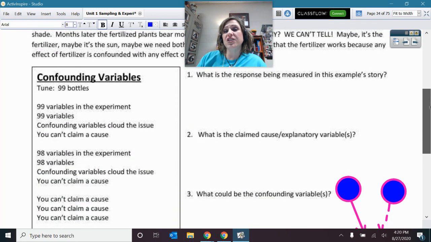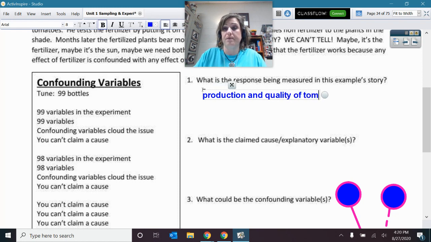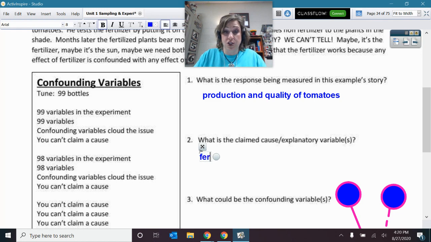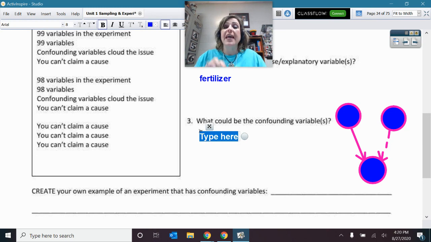All right. So let's just put in some things here. We talked about some of this vocabulary yesterday. What is the response that is being measured here in this story? What were they measuring? Well, I think they were measuring the production and quality of the tomatoes. All right. What is the claimed cause or explanatory variable? So, what are they trying to demonstrate as the cause of that response? Well, he's trying to say that this fertilizer did that. However, because it was poorly designed, we couldn't tell. It was confounded with and could have also been the sunlight.